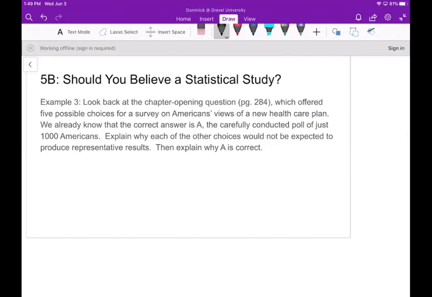So the idea here is that we would want to have a representative sample, which can be chosen by not having any bias, right? I don't want to dig up the question. I'd have to find the textbook here. But the idea is that the representative sample can be attained by not having any bias in the selection.